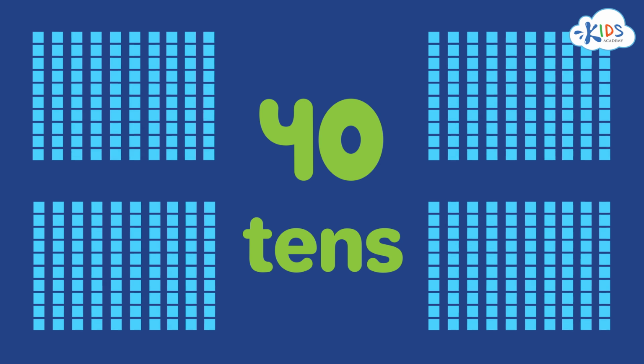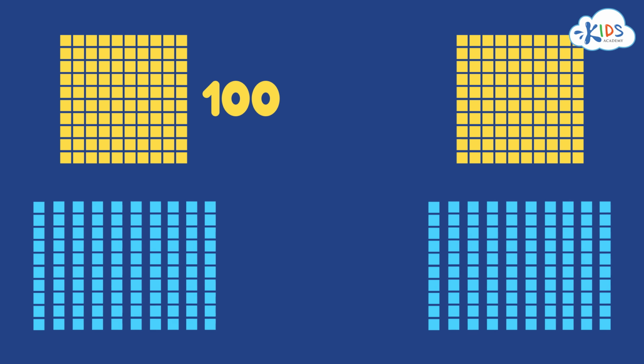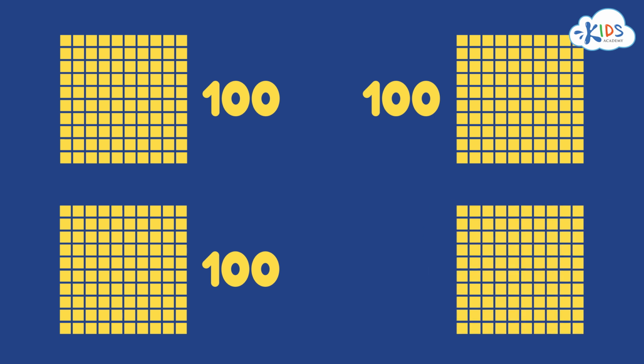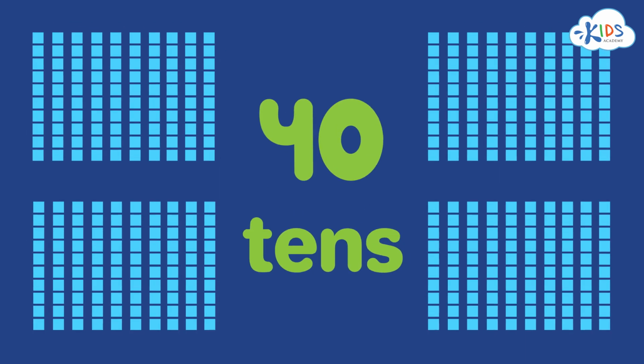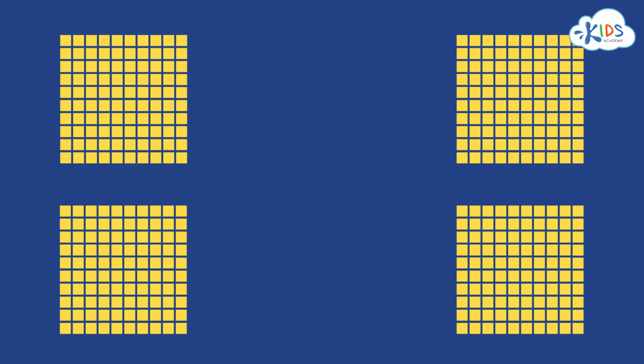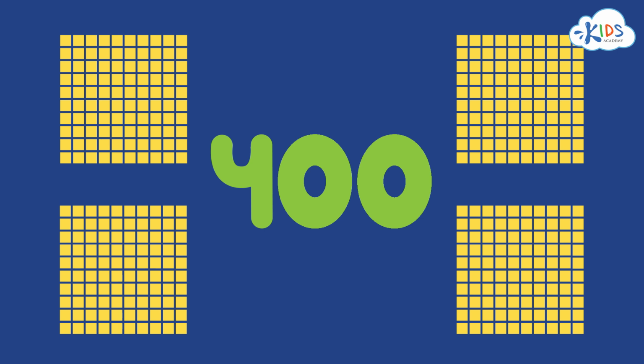Okay, here's the answer. If each long is worth 10, we can count each long as 10. If we put 10 of the longs together, we can trade it for 100. We can take the other 10 longs and trade it for another 100. We can take another 10 longs and trade it for another 100. We can take the last 10 longs and trade them for another 100. Now instead of counting the 40 longs, we can just count the 400s. 100, 200, 300, 400. That was a lot easier.